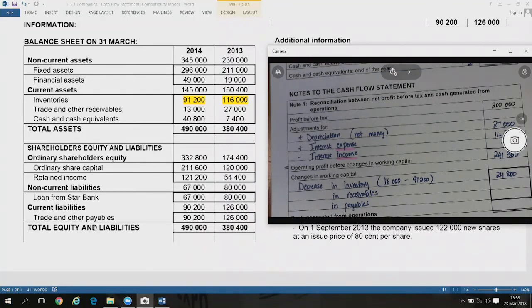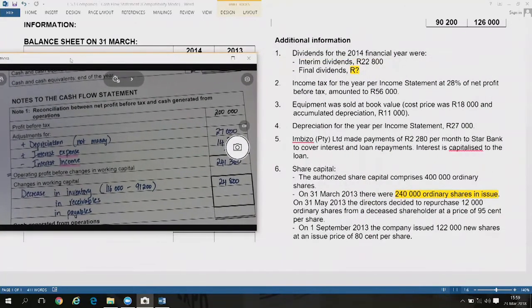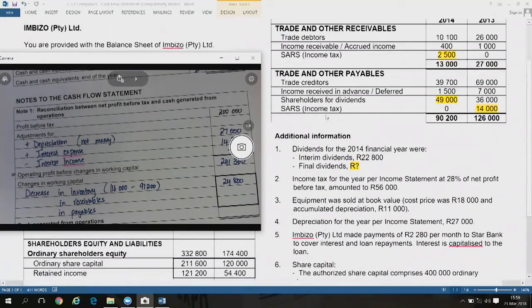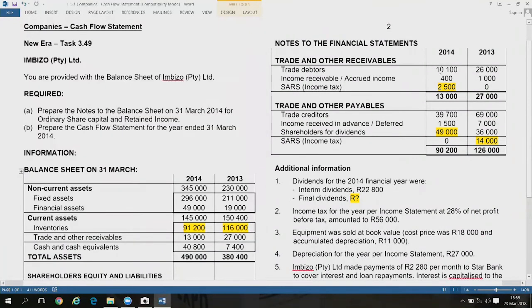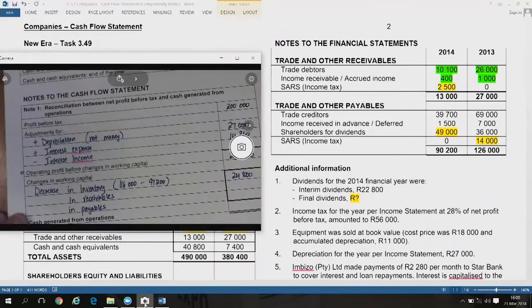You cannot use this trade and other receivables, and you cannot use this trade and other payables, because there are notes for them. So we go to the notes and you ignore source. So you basically work with those 4 amounts there. Okay, that gives us a decrease.